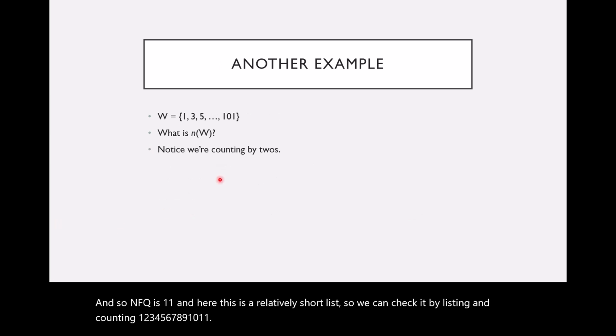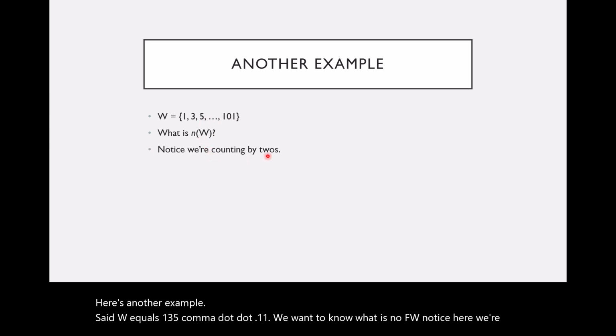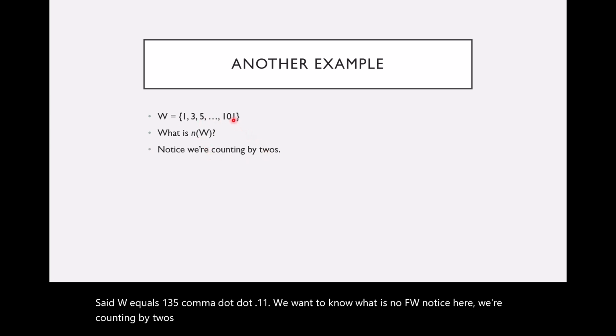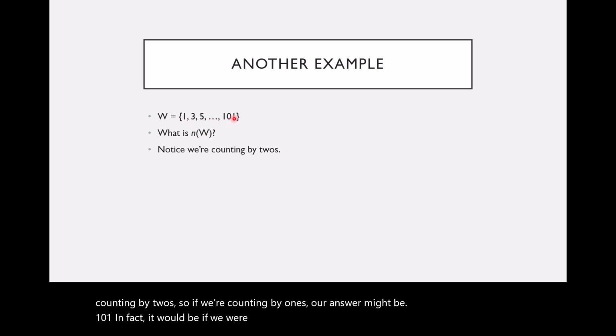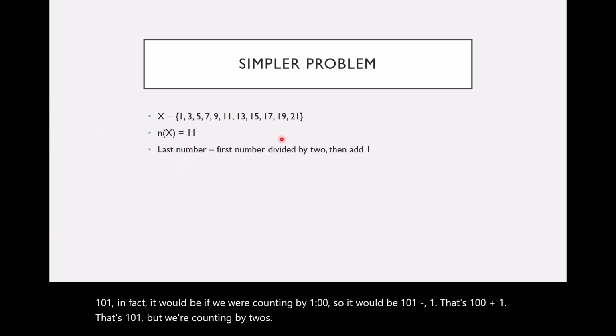Here's another example. Set W equals 135, ..., 101. We want to know what is n of W. Notice here we're counting by 2s. So if we were counting by 1s, our answer would be 101. In fact, it would be if we were counting by 1s. So it would be 101 minus 1, that's 100, plus 1, that's 101. But we're counting by 2s. Again, let's look at a simpler problem.